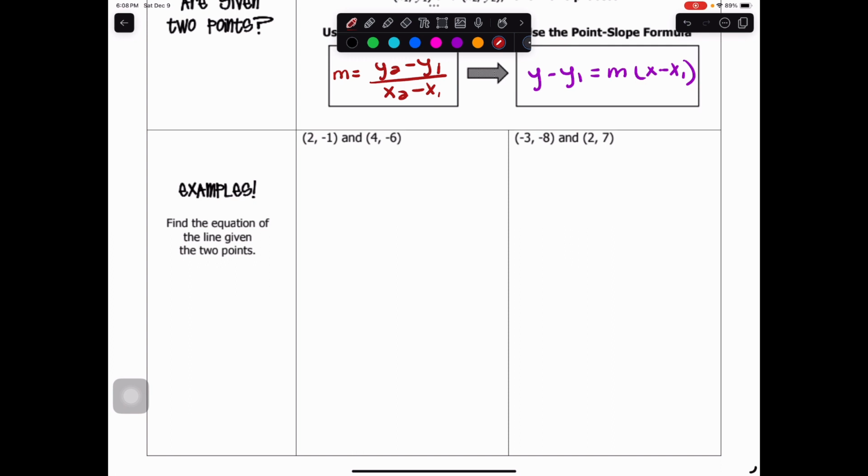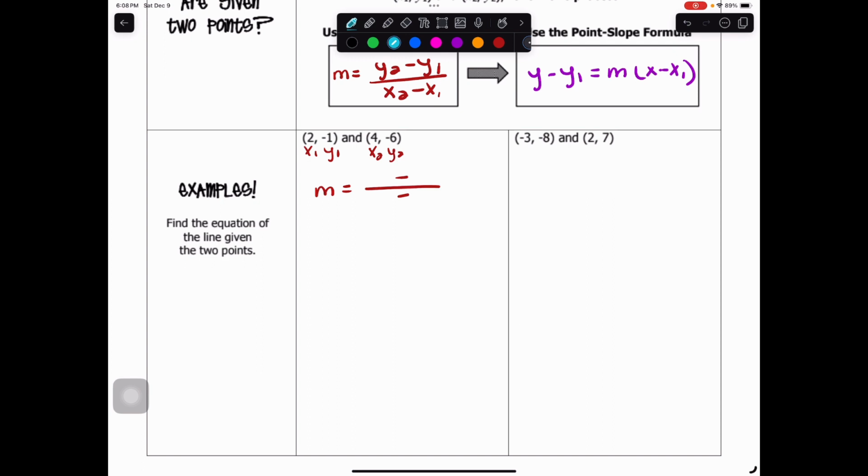We already have the point because we can pick either point that we have in front of us, but we don't have the slope, so that's what we need to find first. So I'll label my points as x1, y1, x2, and y2, and then we will make the outline of our formula so that we have the signs and we don't make any mistakes there when we plug in.